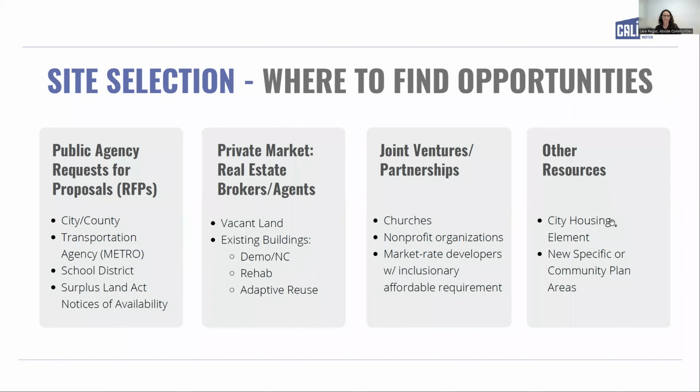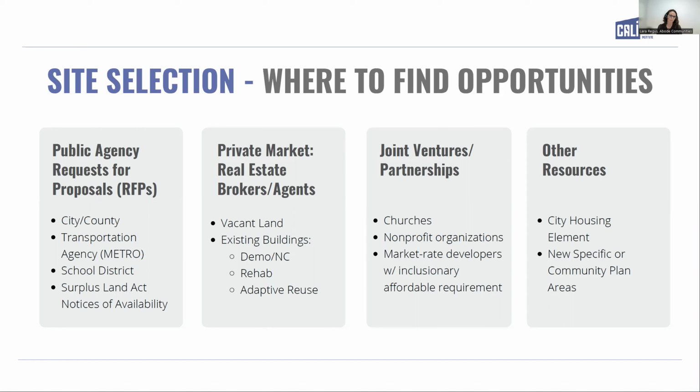The next slide. So this is real, high level stuff. These are the kinds of areas and places where we look for new opportunities to build affordable housing. And it's really a blend of looking for opportunities that come to us and our peers through requests for proposals from public agencies like a city or a county. Sometimes we see them from transportation agencies. We've worked on RFPs with local school districts, and also a newer opportunity is when there are opportunities to develop on surplus land.